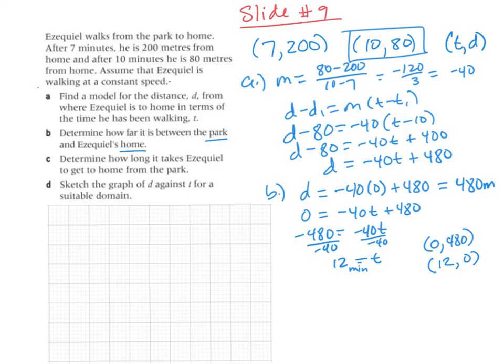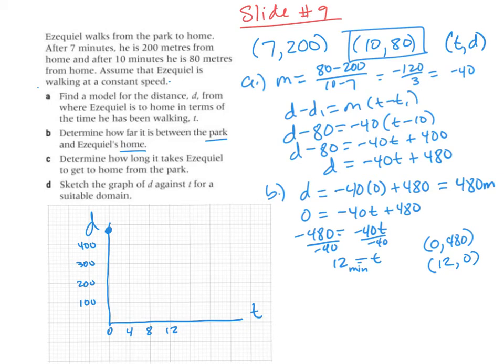Okay, so I need a set of axes. Now in this case, distance is a function of time. Make sure you label your axes. And let's come up with a scale. This is going to be kind of weird, but I'm going to count by fours for time: 4, 8, 12. And then for distance, I'm going to count by hundreds: 100, 200, 300, 400. So that means my y-intercept would be right here at 0, 480. And I said y, I meant D-intercept.